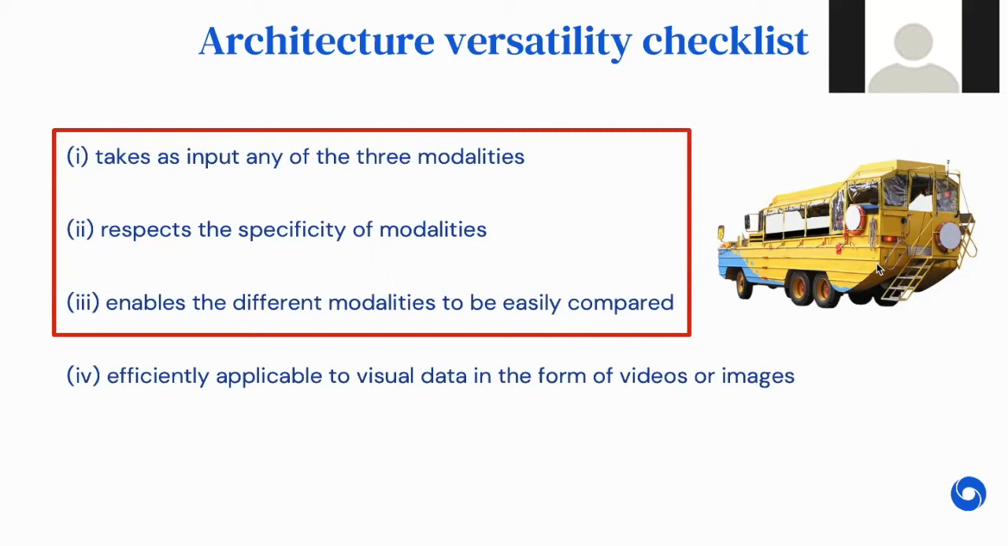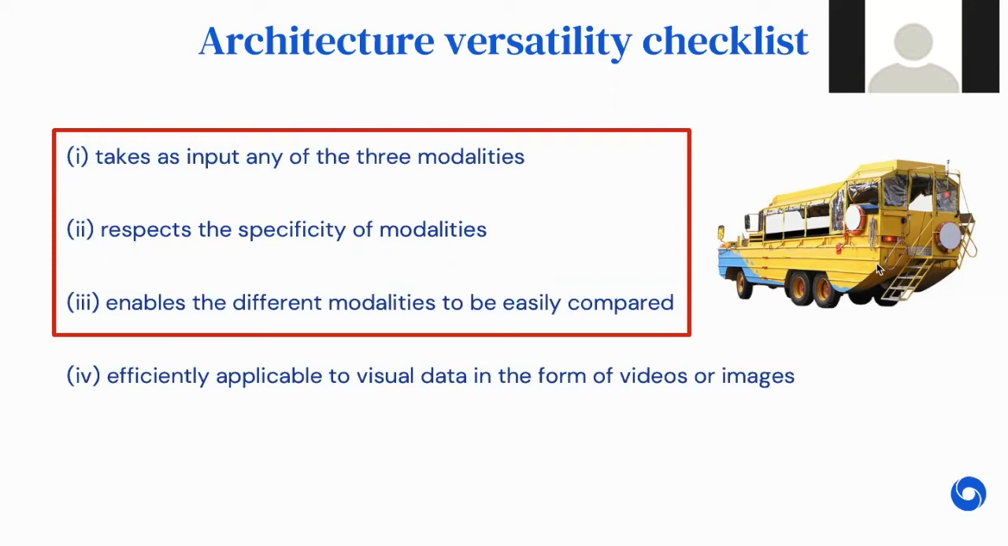So first, we want a model that can take as input any of the three modalities. Second, we wanted to respect the specificity of modalities, and I'll come back to that a bit later. But basically, the idea is that not all modalities are equal. So for example, you can imagine that the audio or the visual signal is richer than the text, which is a bit more coarse. So we want to explore if there are ways to have different ways to compare modalities that may have a different level of granularity.